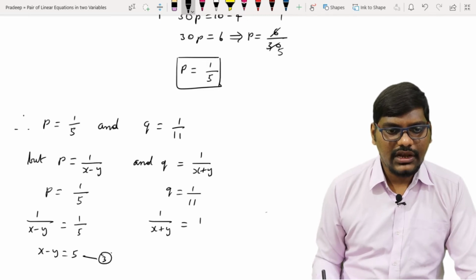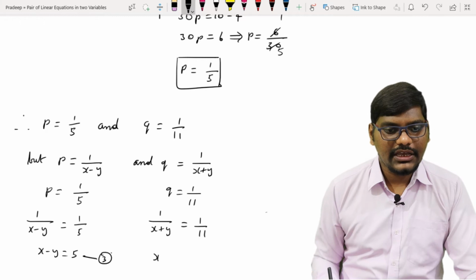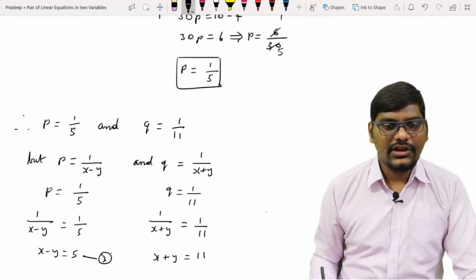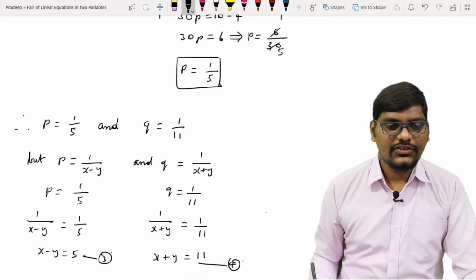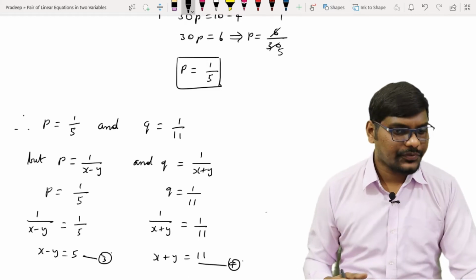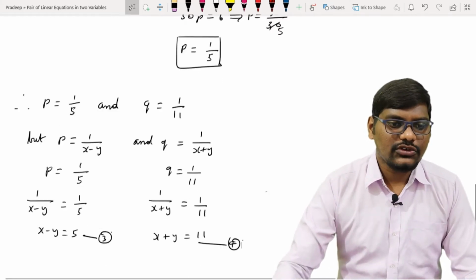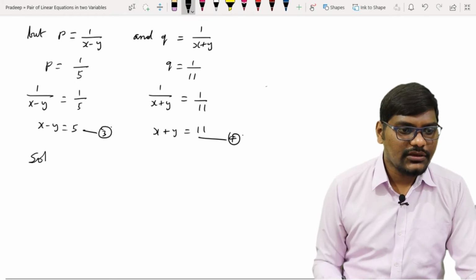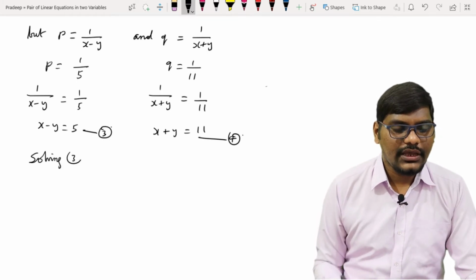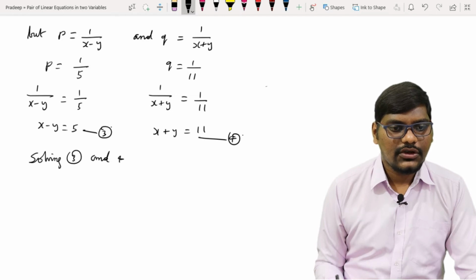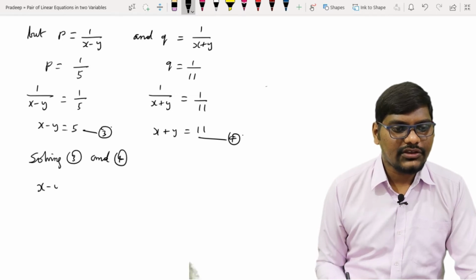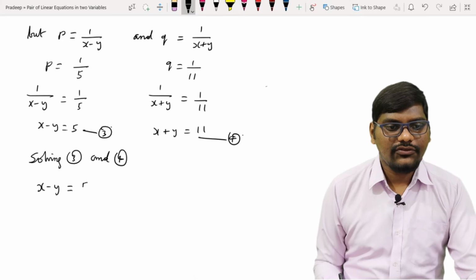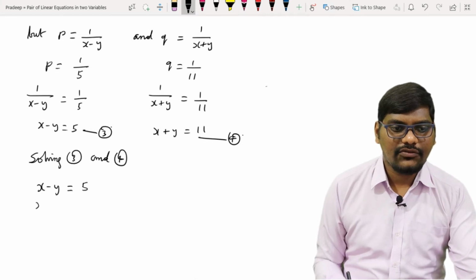So this is 1 by 11. By cross multiplying we will be getting x plus y equal to 11 as the equation. So let's say this is the fourth equation. Okay, so if we solve this third and fourth equation we will be getting the solution. So I can write solving 3 and 4. Okay, so I'll write here x minus y equal to 5 and x plus y equal to 11.